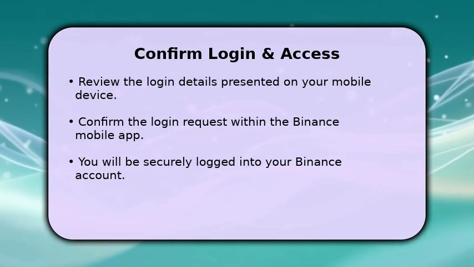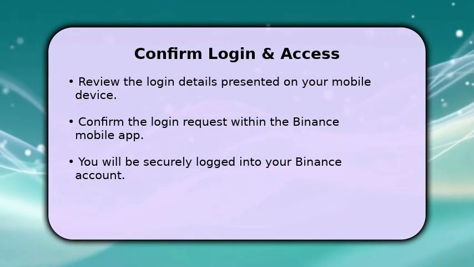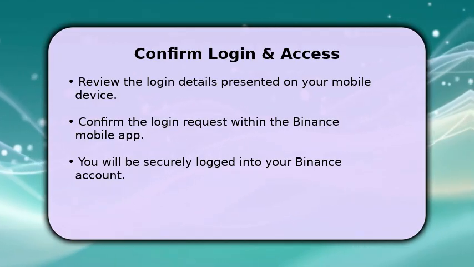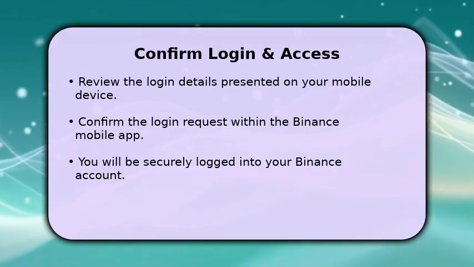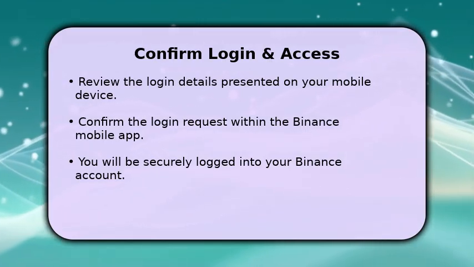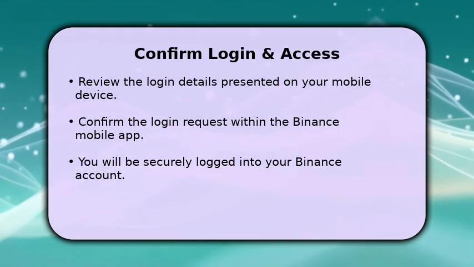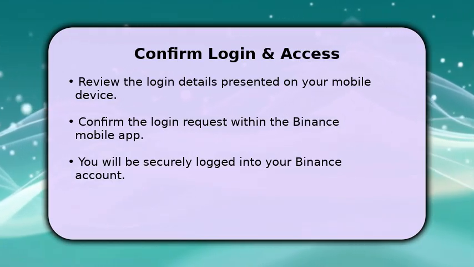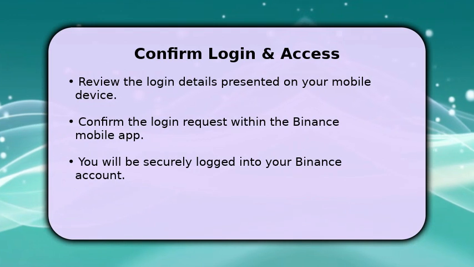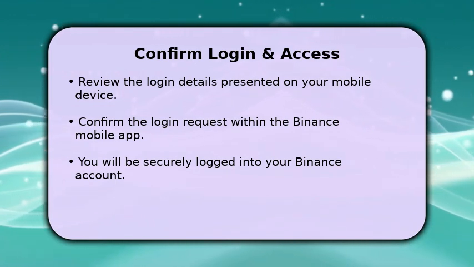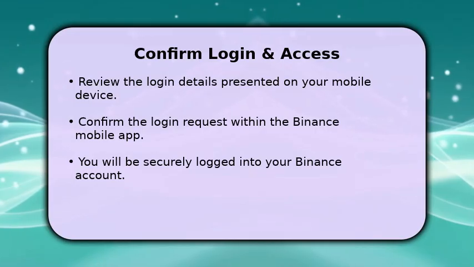After successfully scanning the QR code, your mobile app will display a confirmation screen showing the login details. Take a moment to review these details to ensure everything is correct. Then, simply tap the Confirm button within the Binance mobile application. Within a few seconds, your desktop browser will automatically refresh, and you will be securely logged into your Binance account, ready to manage your assets and trades.